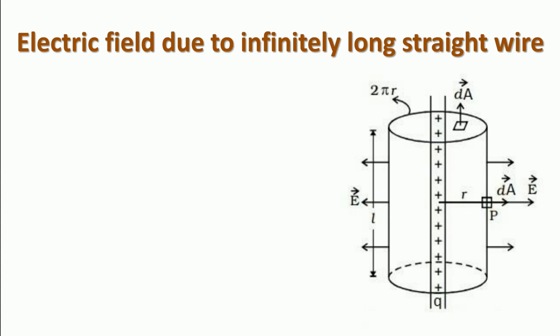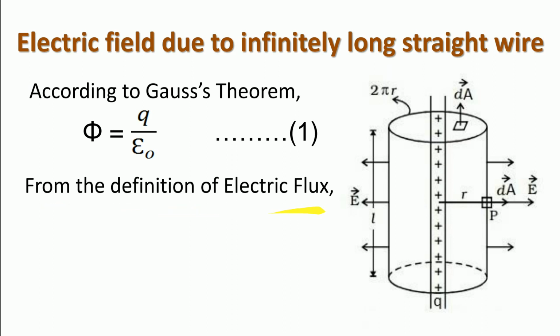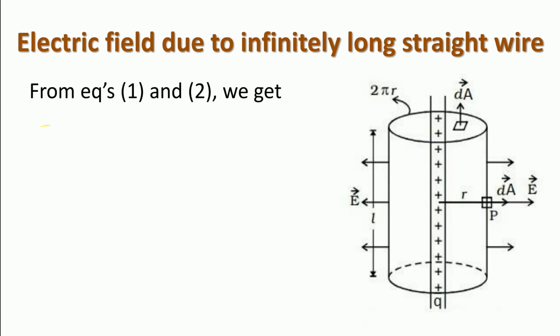Okay, now what we need to do, we have to apply the Gauss theorem and the definition of the electric flux. Let's see. According to Gauss theorem, we know that phi is equal to q upon epsilon naught, and from the definition of electric flux, we have phi is equal to E integration dA cos theta. Now from equation 1 and 2, we will equate these values of phi. We will get E integration dA cos theta is equal to q upon epsilon naught.